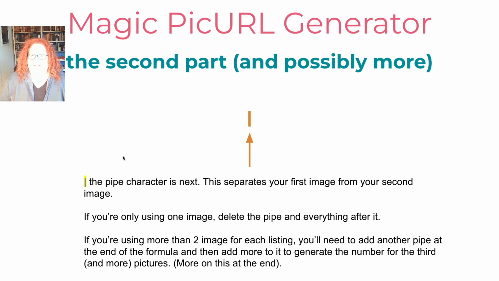Then we have the pipe. And that's important. If you have more than one image, you separate them with pipes. So if you have 2 images, put a pipe between them. If you have 3, put a pipe after the second one as well. It just separates the images. So if you're only using one, you can delete this, and if you are using 2, you can go on.